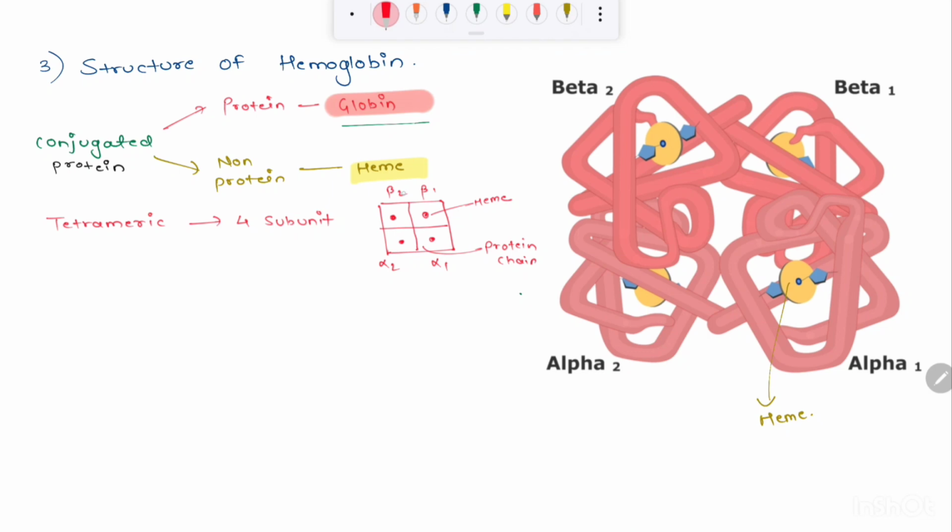There are 2 types of protein chain, alpha and beta. Some authors write it as hemoglobin is made up of 2 identical dimers, an alpha 1 beta 1 dimer and an alpha 2 beta 2 dimer. These tetrameric subunits are held together with non-covalent interactions.